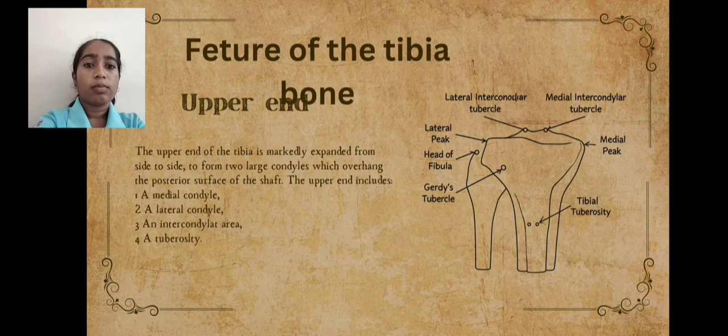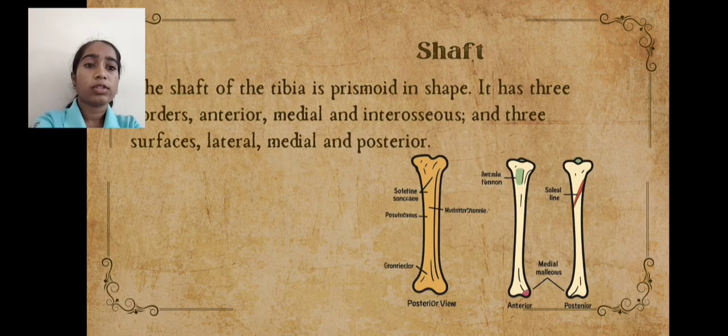Upper end. The upper end of the tibia is markedly expanded from side to side to form large condyles which overlay the posterior surface of the shaft. The upper end includes the first medial condyle, second lateral condyle, third intercondylar area, and fourth tuberosity.